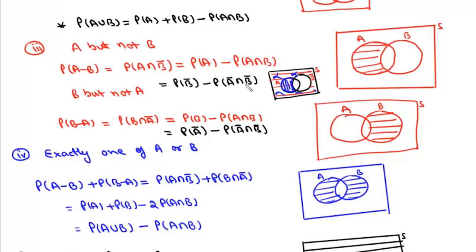So these are some of the cases with 2 events. Now we'll discuss some cases with 3 events A, B and C. Now if A, B and C are three events, then we can draw this Venn diagram.